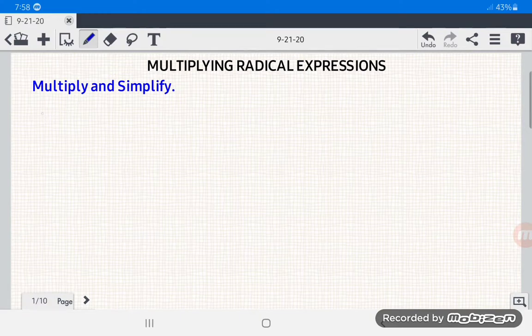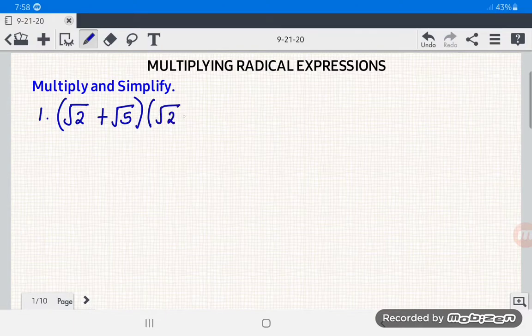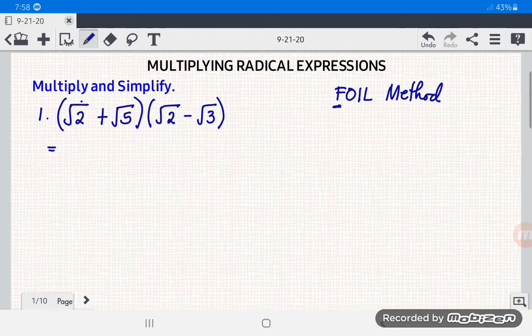Number 1, let's say we have square root of 2 plus square root of 5, times square root of 2 minus square root of 3. Here, we're going to make use of the FOIL method. F stands for the first term, so we have square root of 2 times square root of 2.